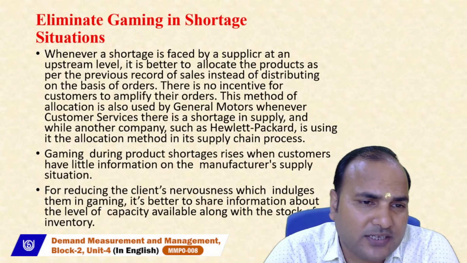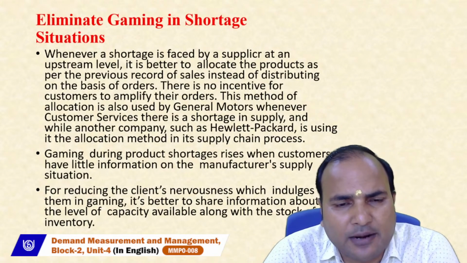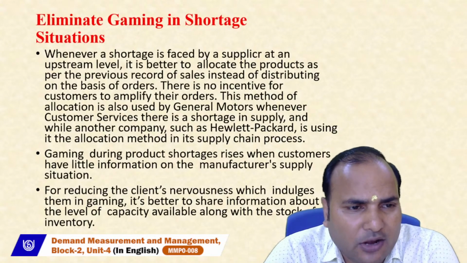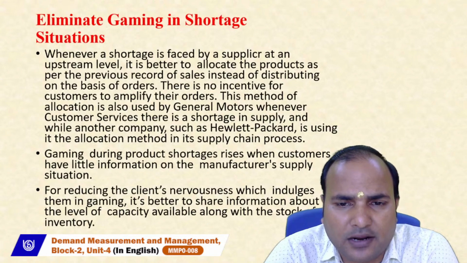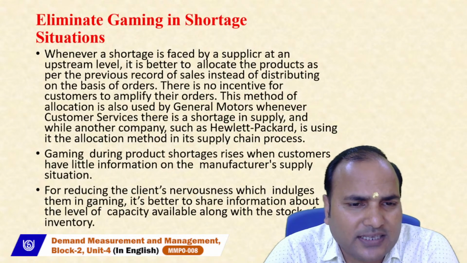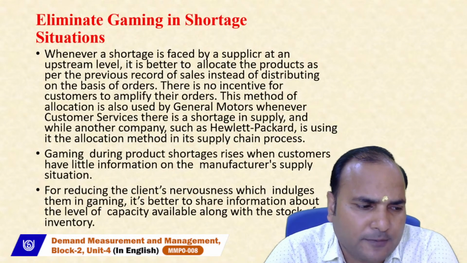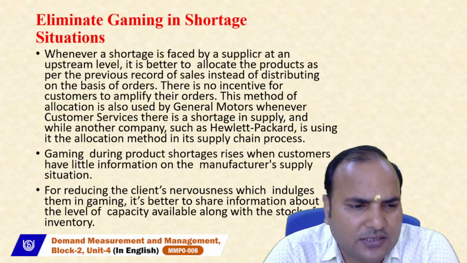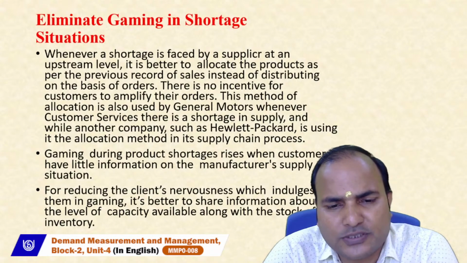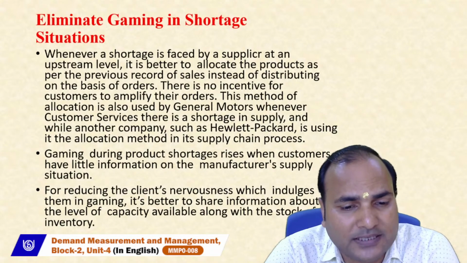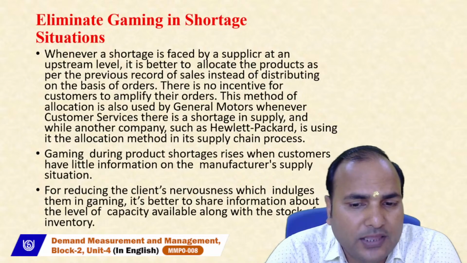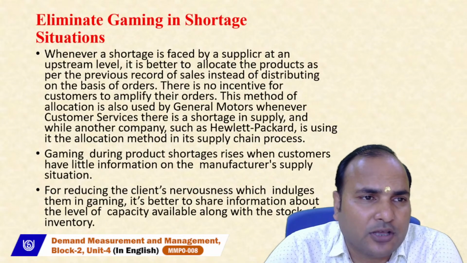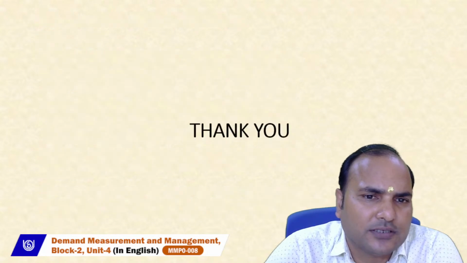This method of allocation is also used by General Motors when there is a shortage in supply. Another company, Hewlett Packard, is also using the allocation method in its supply chain process. And for reducing the clients' nervousness, which indulges in gaming, it is better to share information about the level of capacity available along with the stock of inventory. In this way, we can eliminate the gaming in shortage situations.